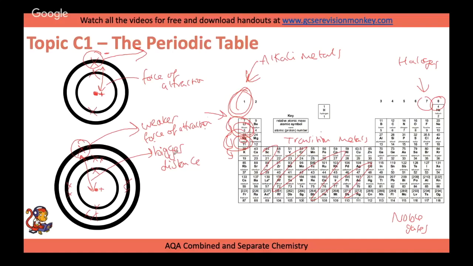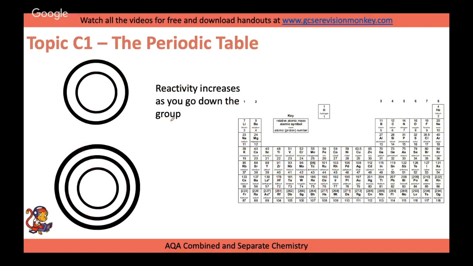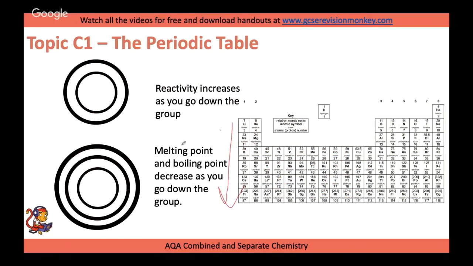So what that means in terms of group 1 is if the atom gets bigger, the outer electron is further away and there's a weaker force of attraction, and this means that reactivity increases as you go down the group, and melting and boiling points actually decrease. Okay, so it's the opposite for melting and boiling points.